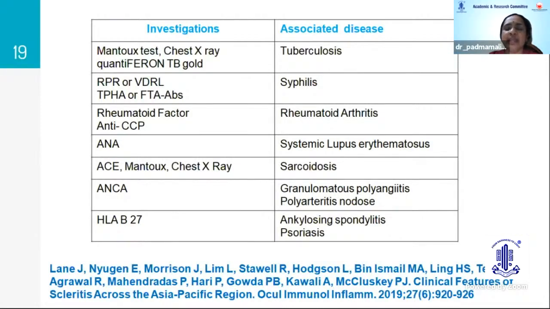Sarcoidosis, ACE and HRCT can be ordered. Mantoux is invariably negative in these cases. Whenever we suspect an ANCA-associated vasculitis, ANCA titers are ordered, in a case of granulomatosis with polyangiitis or polyarteritis nodosa. HLA-B27 we order in a case of ankylosing spondylitis or psoriasis.